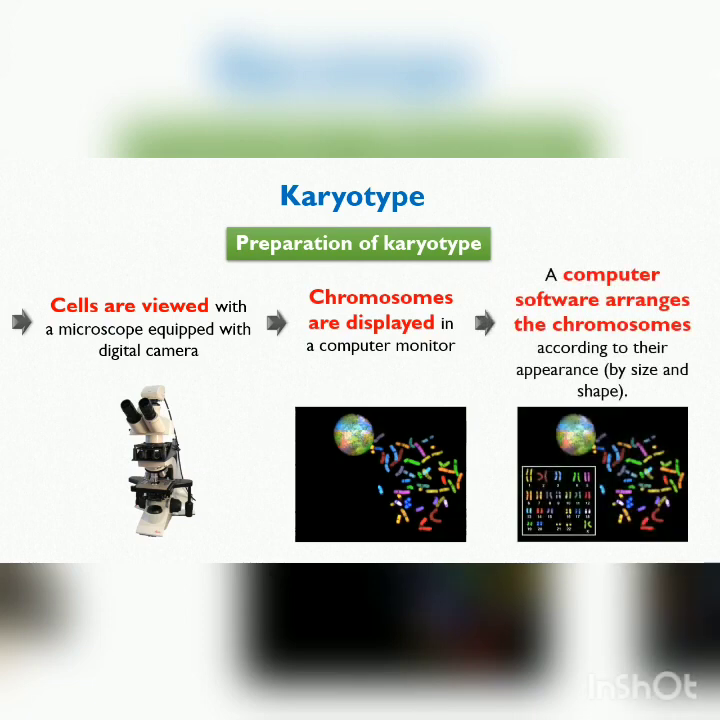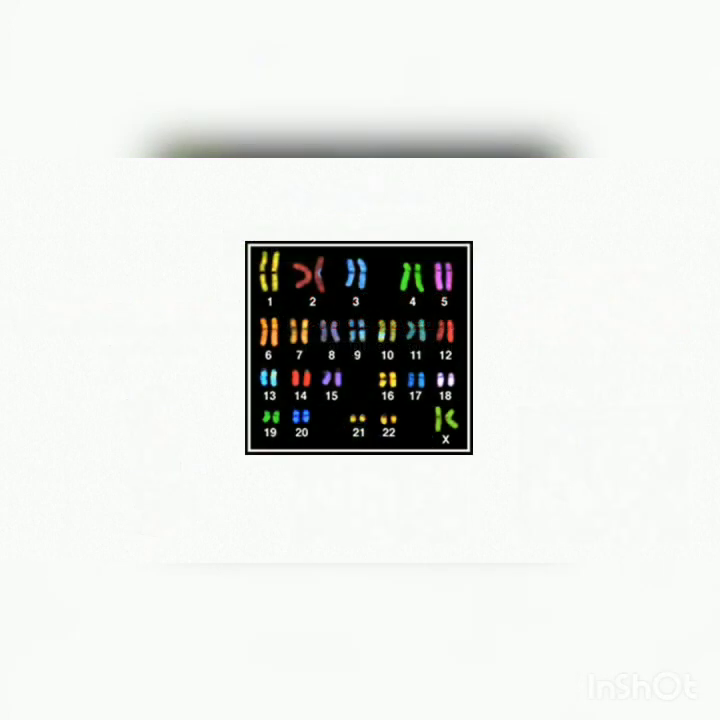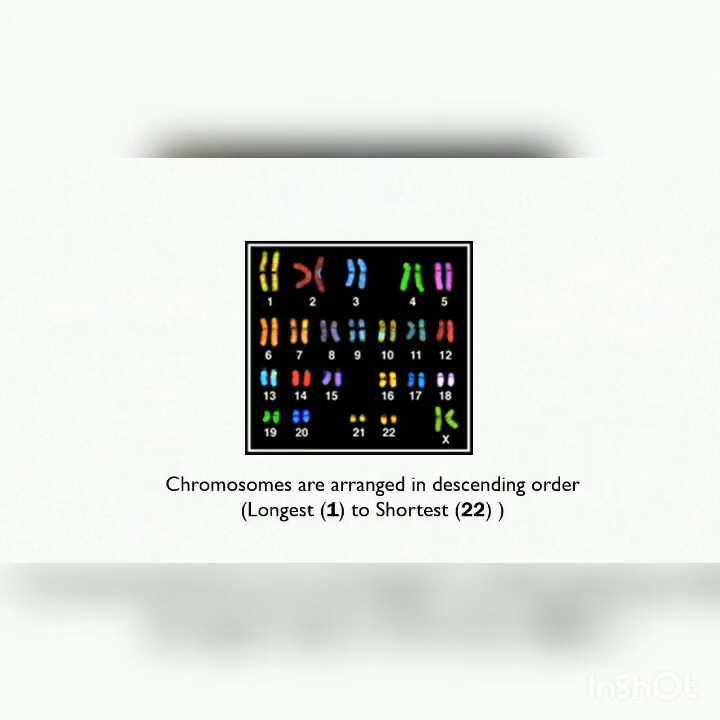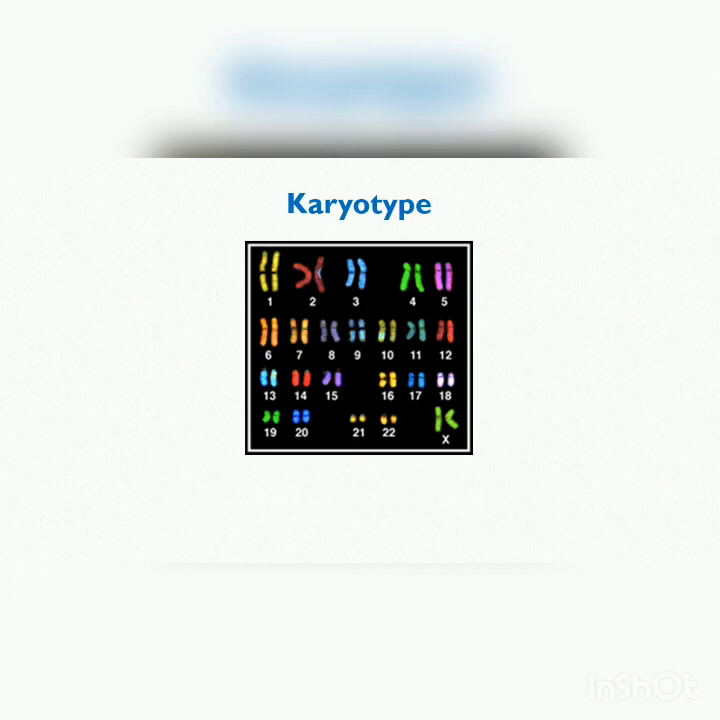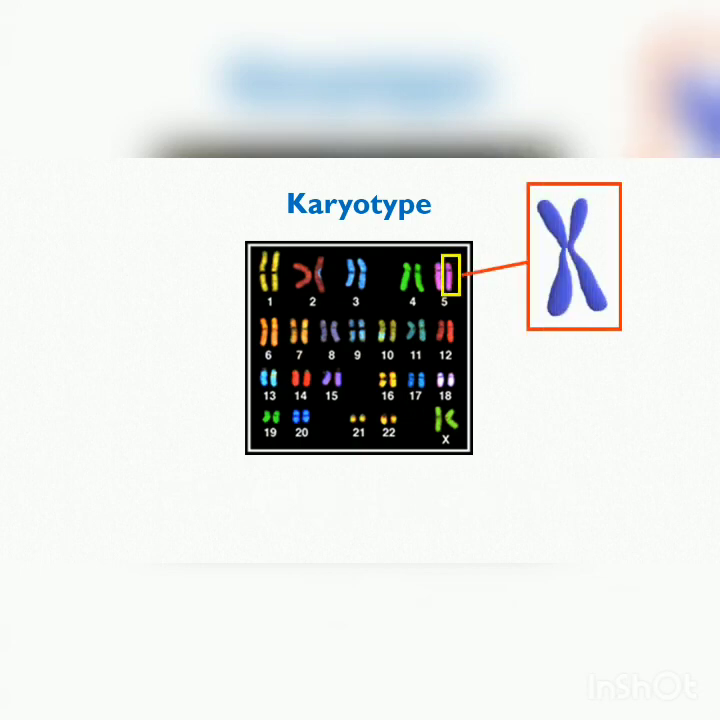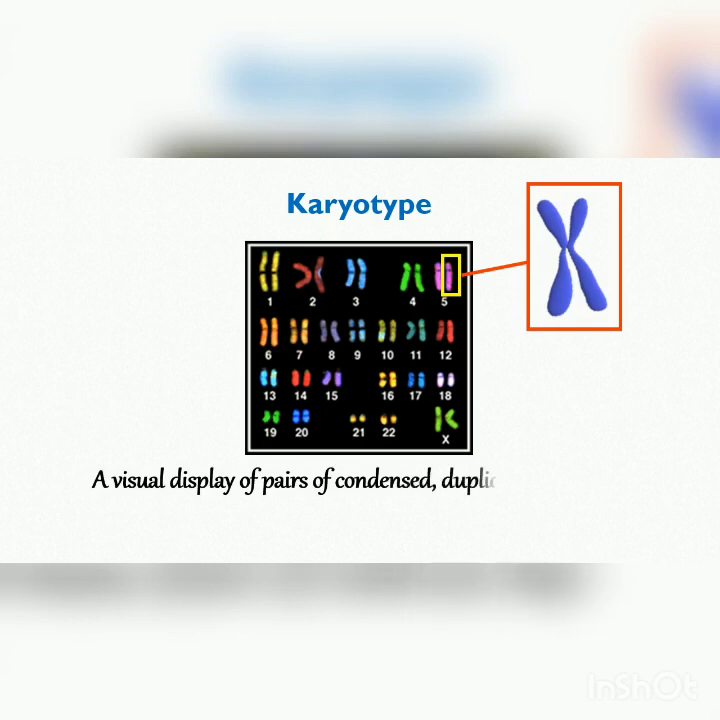And nowadays software is available on the computer which organizes these chromosomes in this form according to their descending order. That is, the largest chromosome first, then towards the shortest chromosome. So as you can see, this is the karyotype of human chromosomes. Since they are XX, it is the karyotype of a human female, right? So in this karyotype, now you can see there is a chromosome. Now you can see it is a duplicated chromosome. So actually these are two sister chromatids bound with each other at the centromeric region, right?